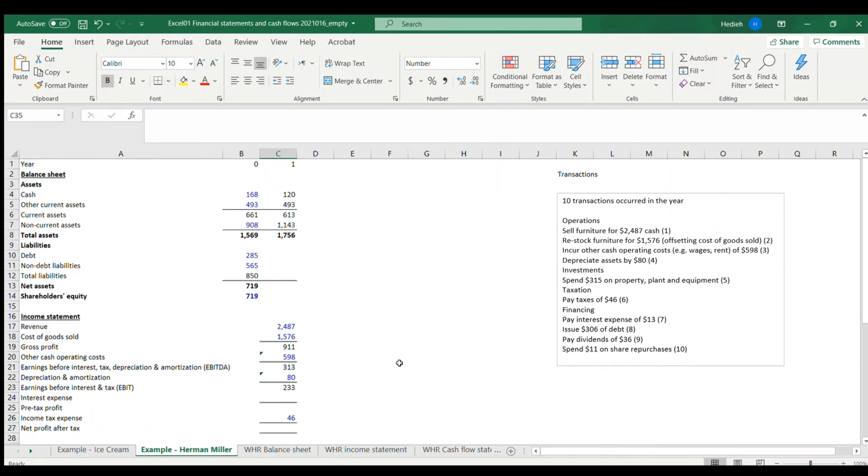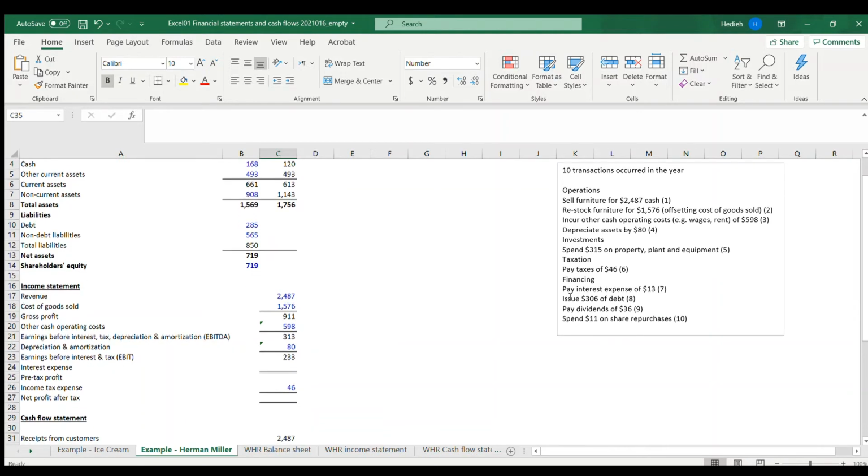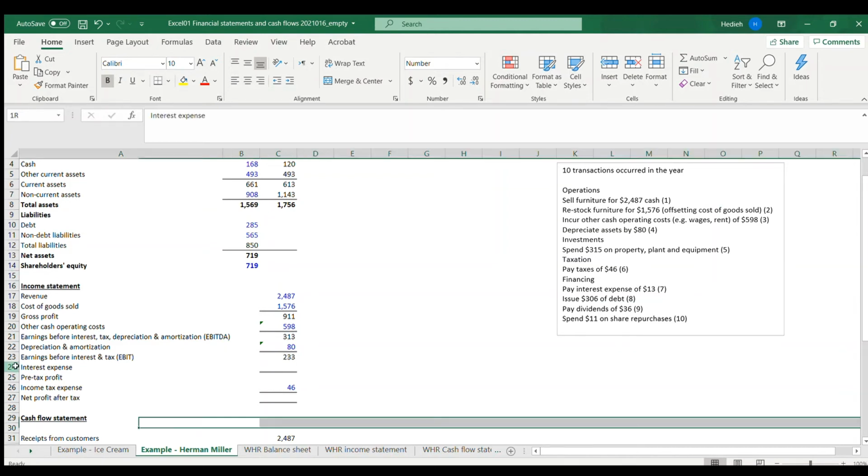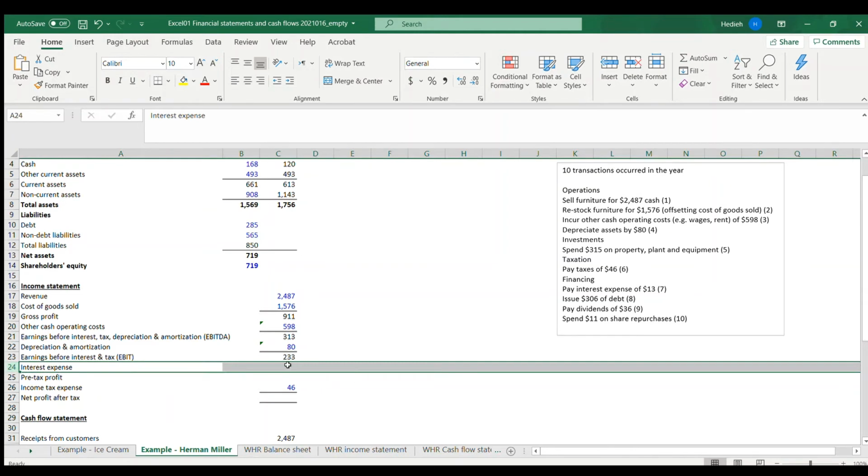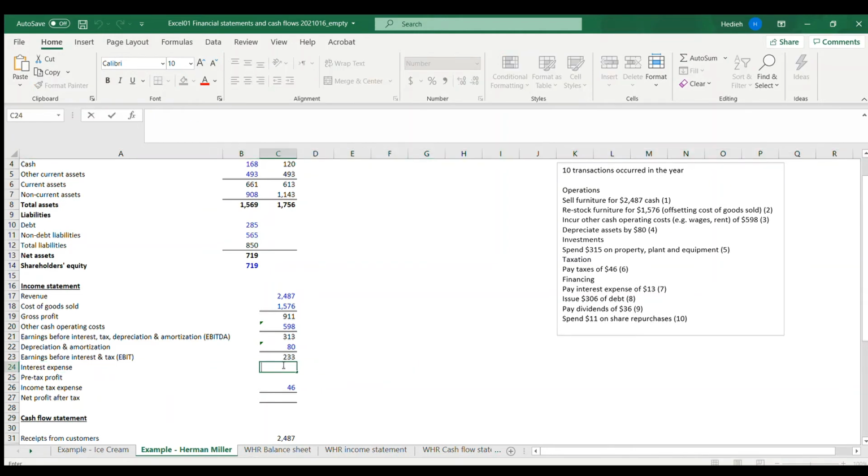Okay, we updated all 3 statements for this transaction. Let's go to the 7th transaction. The 7th transaction is paying interest expense of $13. As you know, the first statement that is affected by paying interest is the income statement. Go to the section that is related to interest expenses and consider the amount of $13.